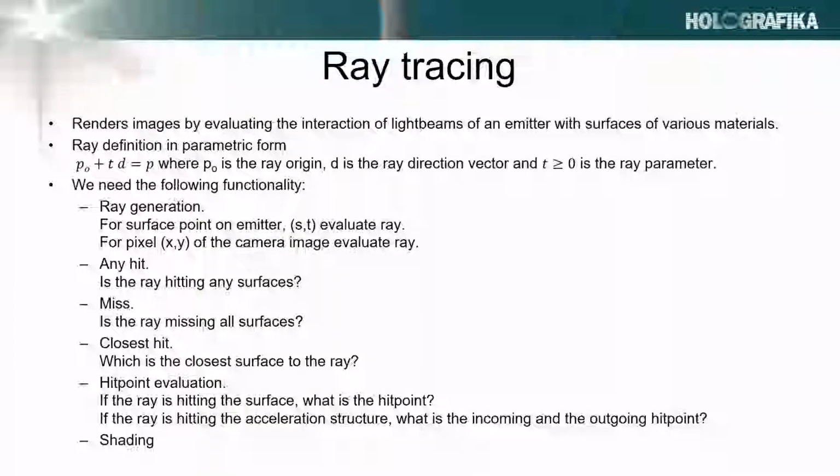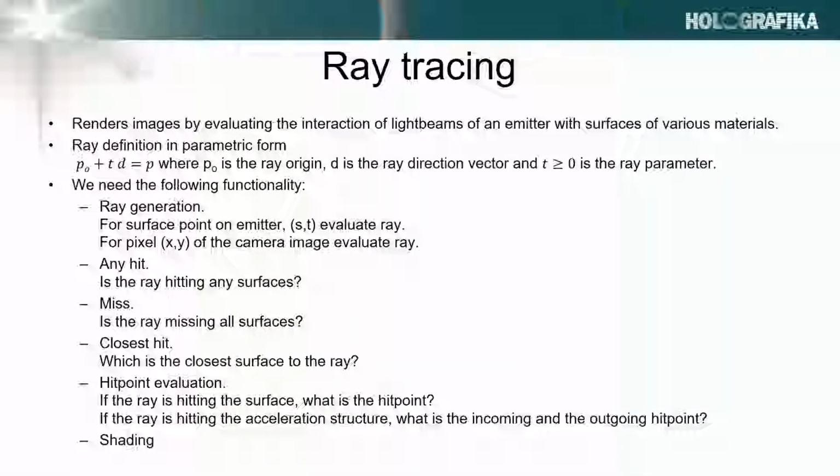We need ray generation. So we have an emitter, and we need to know the shape of it to be able to generate rays from its surface. Or the other way around, we can generate rays for a camera. If we have a camera model with some kind of lens, then we can generate rays for the pixel XY of the camera.